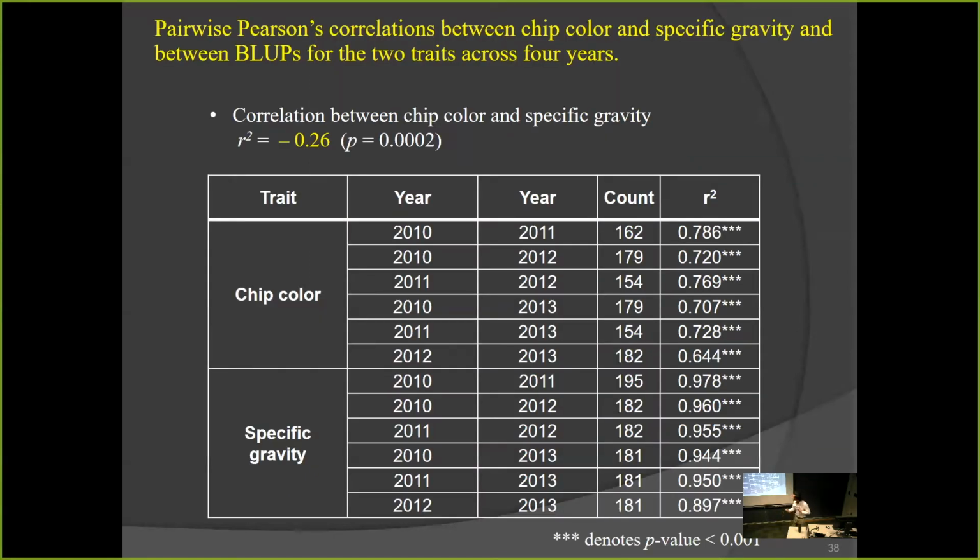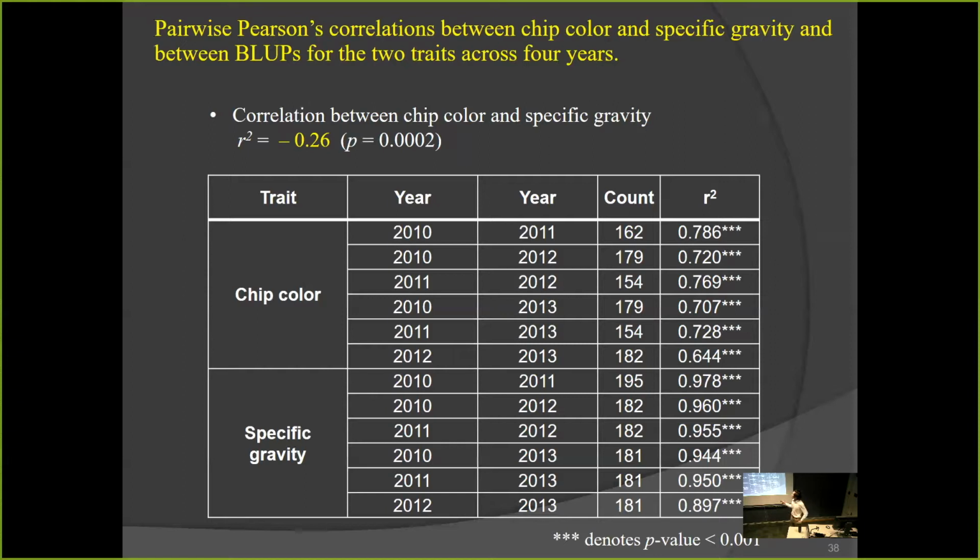So after getting the BLUP data, I can compare first of all across the year, and also I check the correlation between chip color and the specific gravity. As you can see in this table, there's no big difference between years. When I see the specific gravity, all correlations are around 0.9, so really high. And even though chip color shows relatively smaller correlation compared to specific gravity, it is still quite high. Most of them show over 0.7. So I could not see a huge difference across the years.